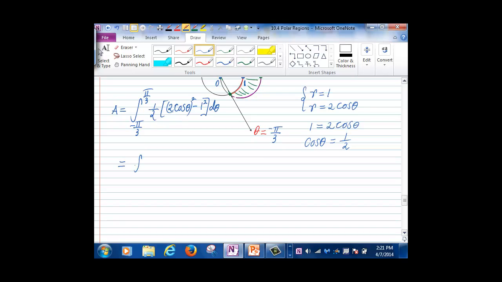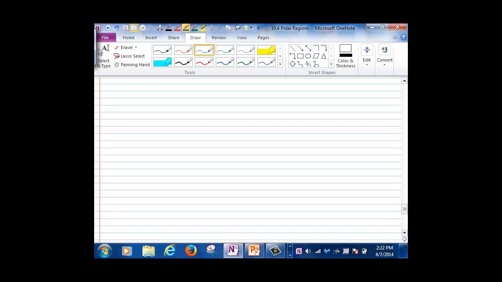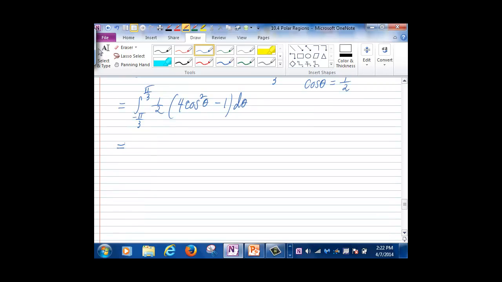What should I do here? Negative pi over 3 to positive pi over 3, half of, what is that, 4 cosine squared theta minus 1, d theta. And multiplying out with the half, what do we get? We get 2 cosine squared theta minus a half.